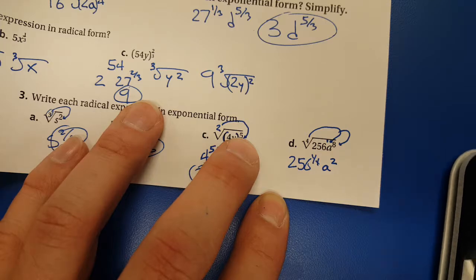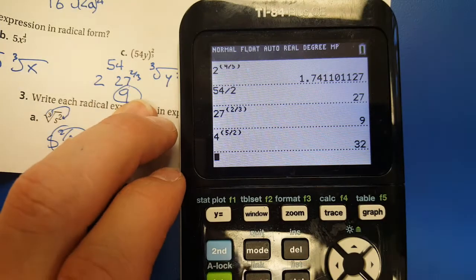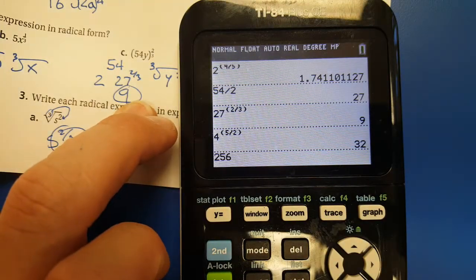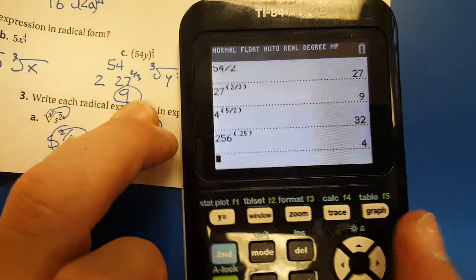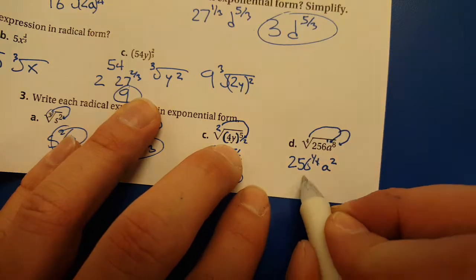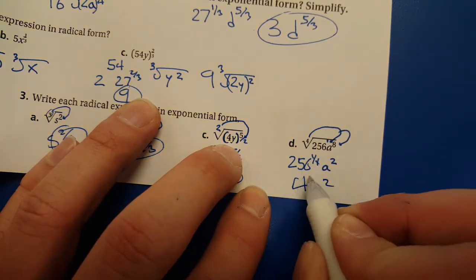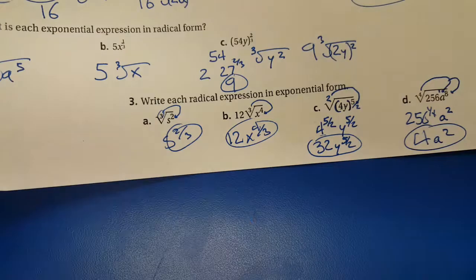I think it's, is it 8? I'm not sure. Oh, my brain is tired. 256 to the power of a 1/4. Hey, it's 4, not 8. Good job. My brain's fried. 4a squared. Ew. Okay? Ew, ew, ew.